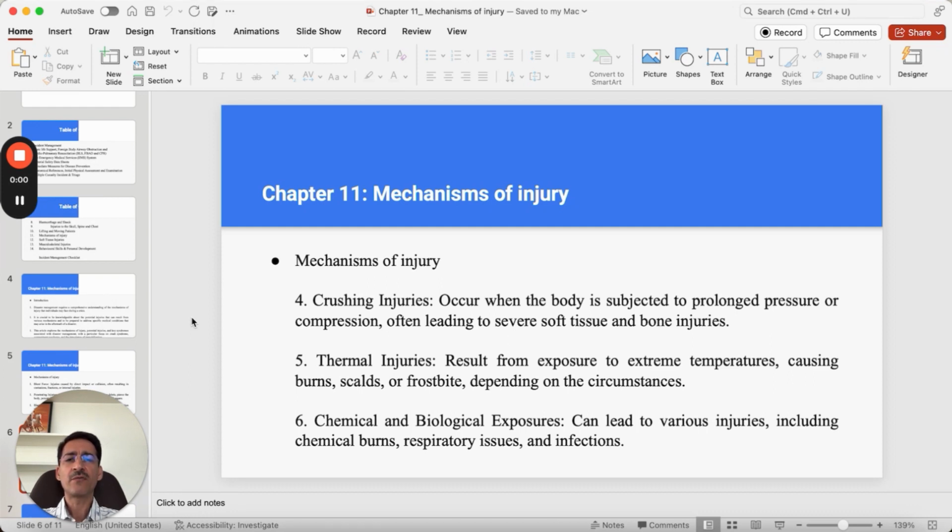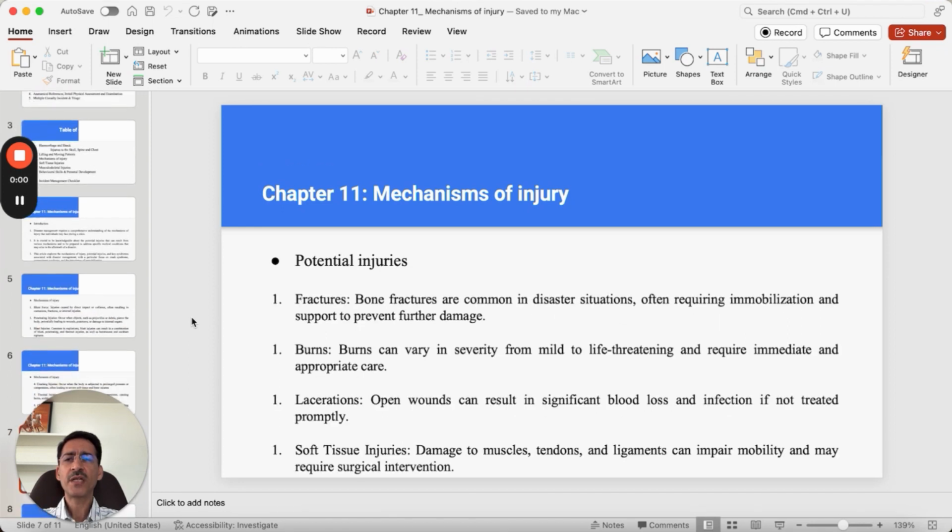Thermal injuries result from exposure to extreme temperatures, causing burns, scalds, or frostbite depending on the circumstances. Chemical and biological exposure can lead to various injuries, including chemical burns, respiratory issues, and infections. Potential injuries. Fractures. Bone fractures are common in disaster situations, often requiring immobilization and support to prevent further damage. Burns. Burns can vary in severity from mild to life-threatening and require immediate and appropriate care. Lacerations. Open wounds can result in significant blood loss and infection if not treated promptly.